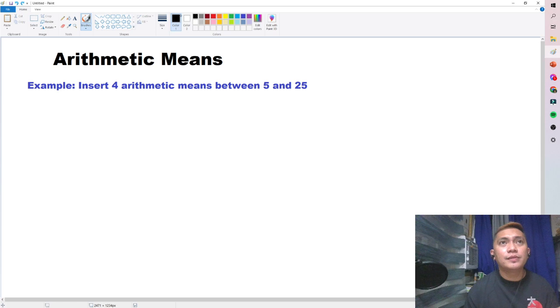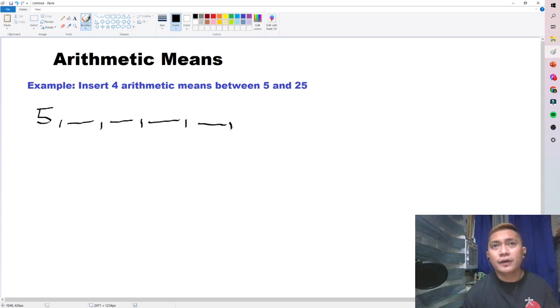starting with 5, let me write this one. Starting with 5, and we need to insert 4 arithmetic means, 1, 2, 3, and 4, followed by 25. So as you can see, the arithmetic means are the numbers in between the two numbers, which are 5 and 25. Okay, so paano nga ba natin ito isa-solve?